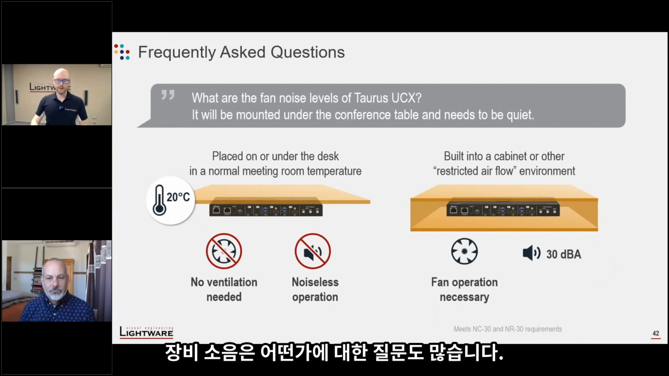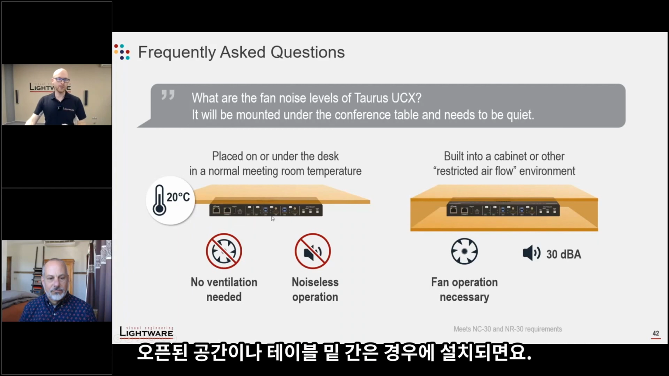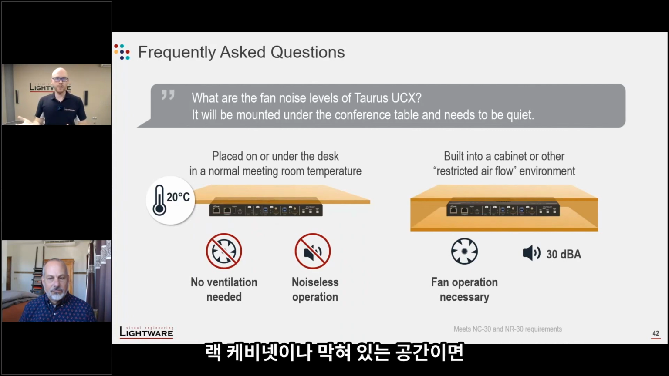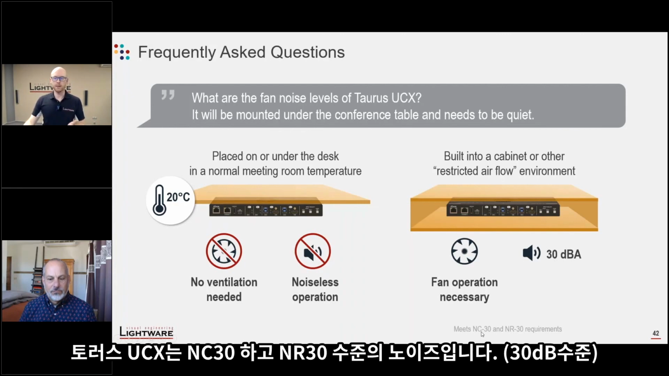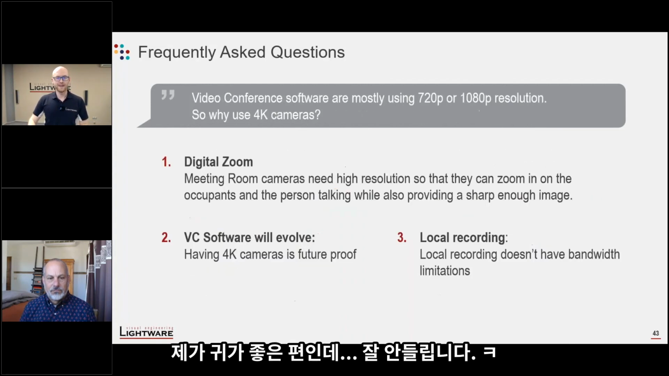Noise levels. These devices are installed in UC rooms, so there's a question how loud they are. Taurus UCX has a fan inside, which will have active control. So if they are mounted under the desk or somewhere which has air moving around, then the fan will stay off. So it's going to stay completely silent. If you build it into a cabinet or somewhere where airflow is restricted, then the fan is going to kick in, but the fan noise will be quite low. So Taurus UCX meets NC30 and NR30 requirements. The fan is actually running right now, and it's just 1 meter or 3 feet away from me, and I cannot hear it, and my hearing is good.